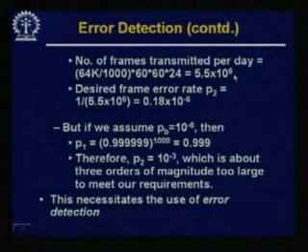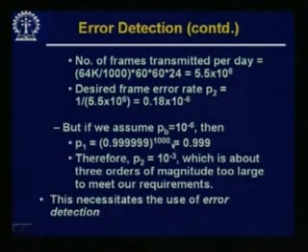The desired frame error rate P2 is 1 divided by this number, since not more than 1 out of all these frames can be faulty. So 1 by 5.5 times 10 to the power 6 is 0.18 times 10 to the power minus 6. But if you assume Pb to be 10 to the power minus 6, then P1 is (0.999999), six nines after the decimal point, to the power 1000 for each frame. So P1 is 0.999.